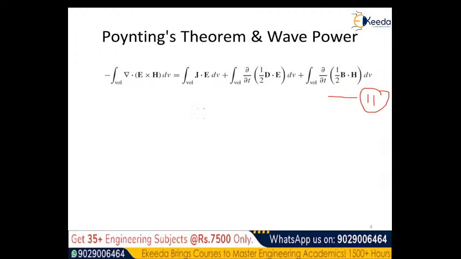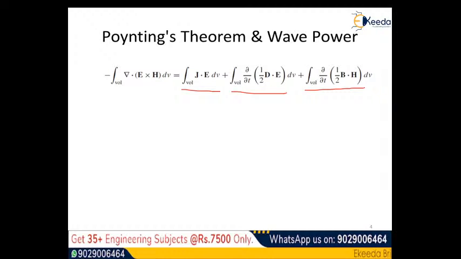So here you see on the left hand side the negation as it is. Here it is the volume integral over del dot in the bracket E cross H dV, dV is associated with the integral sign here. So on the right hand side, the first term will be the volume integral of J dot E dV, the volume integral of del T of inside the bracket 1 by 2 D dot E dV, and here we have the volume integral of del T of 1 by 2 B dot H dV here. So here it is our 11th equation.